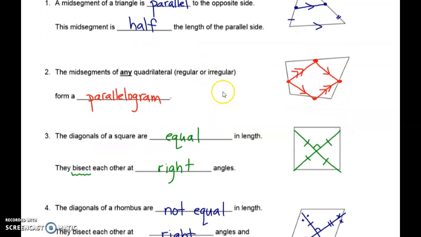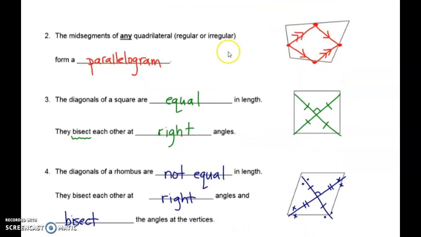For a quadrilateral, the midsegment of any quadrilateral, whether it's regular or irregular, here we have an irregular one. Notice all 4 sides are different in length. When I connect the midsegments, what happens is we end up with a parallelogram. This will always be true for every quadrilateral.